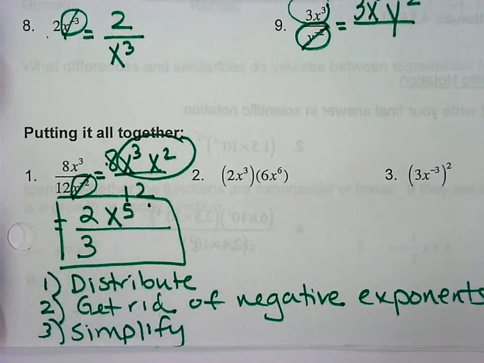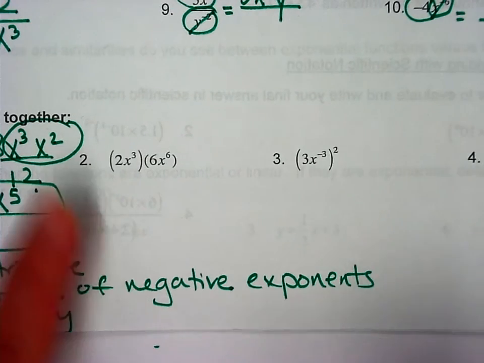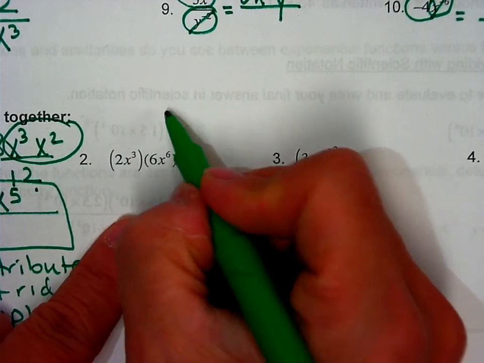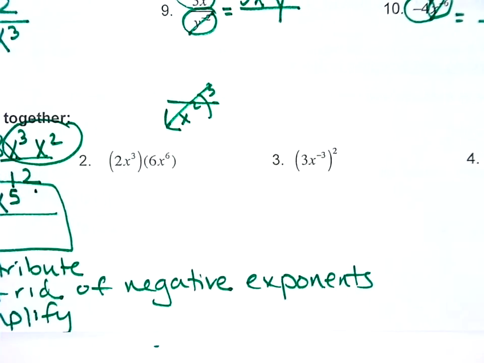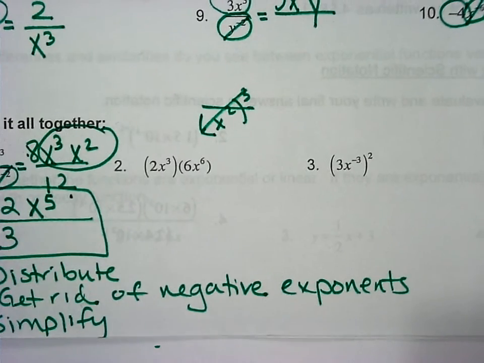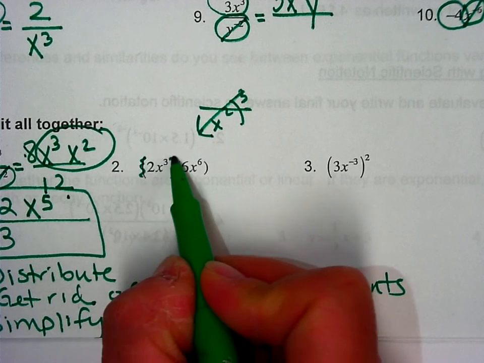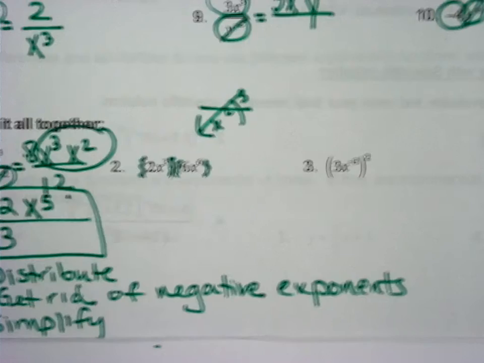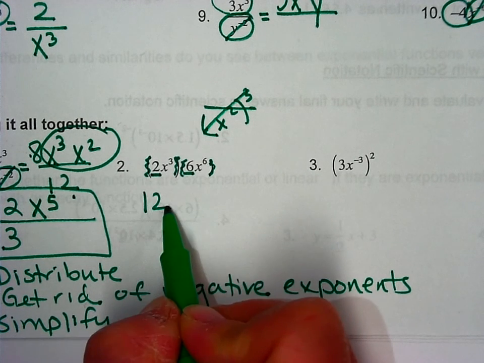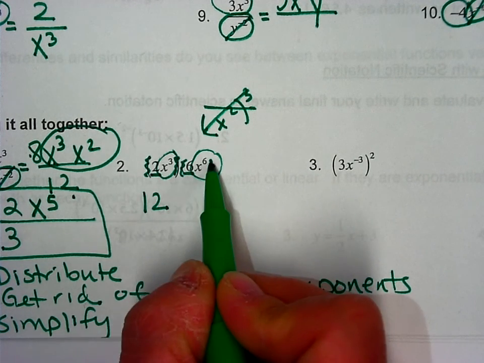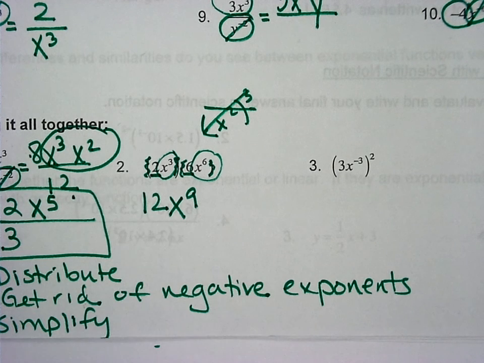Okay, the next one. When I say distribute, it just means when you have a power to a power. So when you have something like this, there's no power to a power going on. Do I see any negative exponents? No. So last thing is to simplify. Really, you don't need these parentheses there. Everything's just getting multiplied. So let's start with our number. 2 times 6 is 12. And what do I do with the exponents when I multiply the x's? I add them. So this is 12x to the 9th.